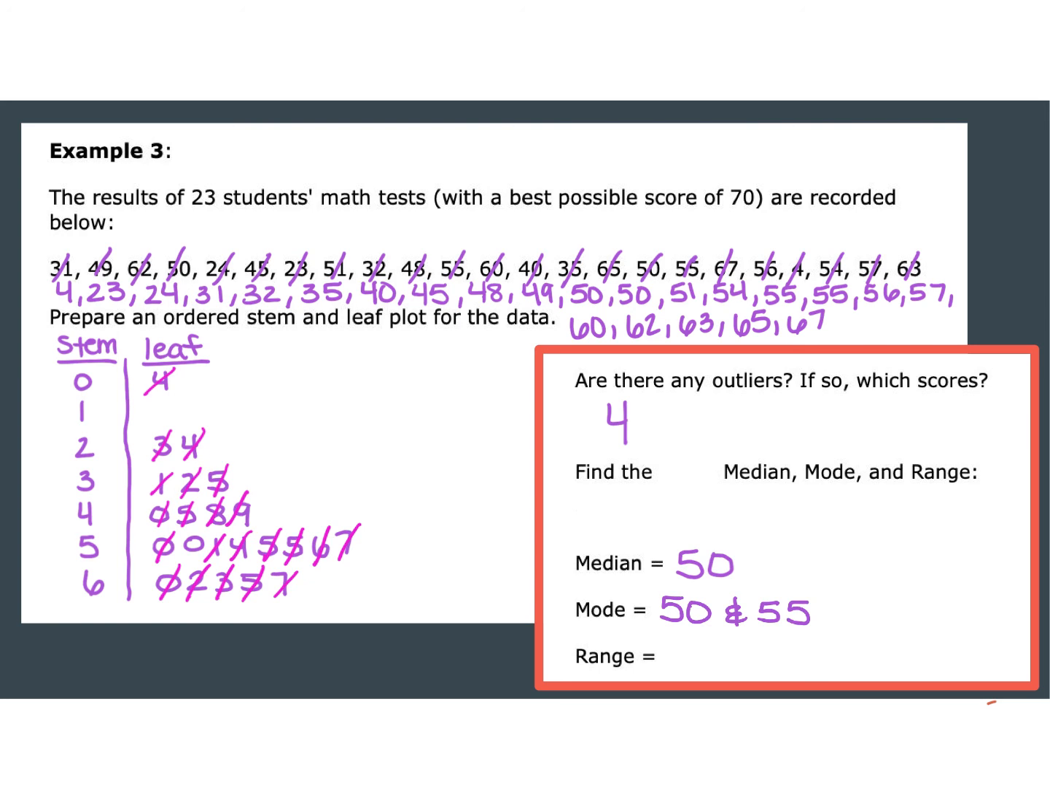To find the range, we will subtract the smallest value in our data set from our largest value in our data set. 67 minus 4 is 63, so our range would be 63.